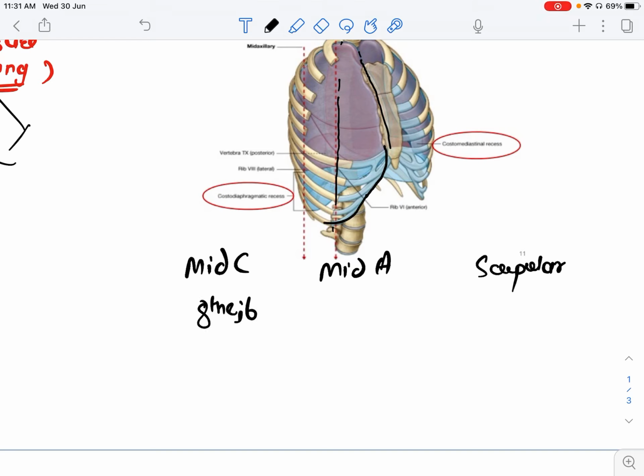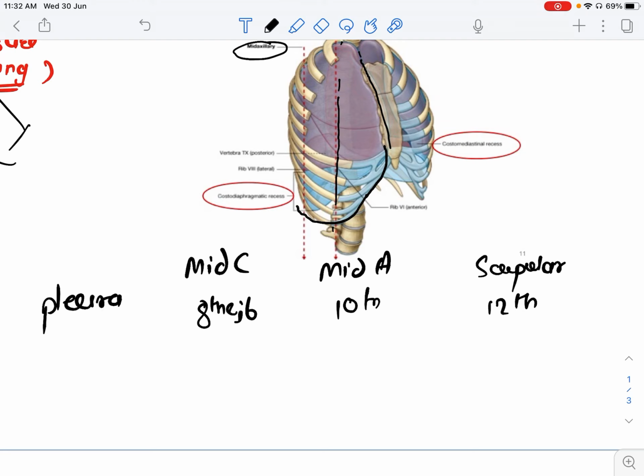When it goes more laterally, when it comes to the mid-axillary line, it goes down. So it lies at the level of the 10th rib. And when it goes to the scapula, the recess is a little deeper, so at the scapular level it is at the 12th rib. So this is as far as the pleura is concerned.